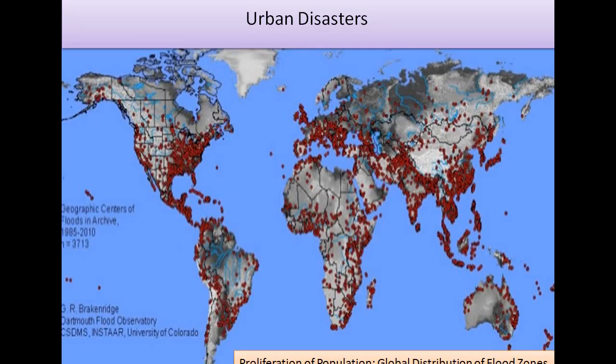So as you can see here, urban disasters happen, with the proliferation of population and the global distribution of flood zones. These are the areas you are seeing on the map, where floods often happen, and people live there. They are cities and urban areas that are not planned. For example, cities like Mumbai and Chennai have lakhs of people living, but the cities are not planned. Buildings are built on river beds without proper permission, and it becomes worse during rain, and when there is a flood, the people are badly affected.